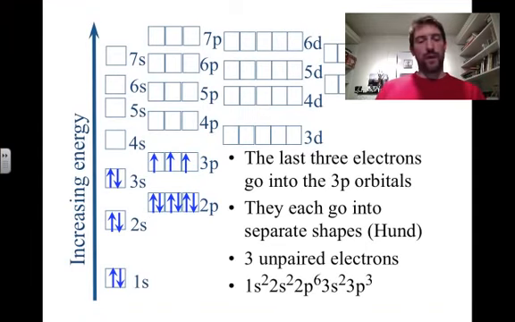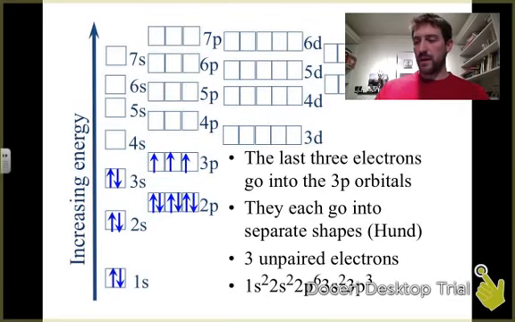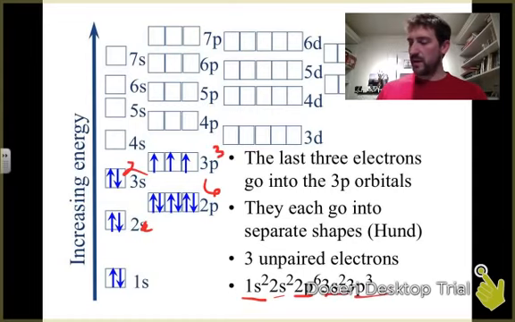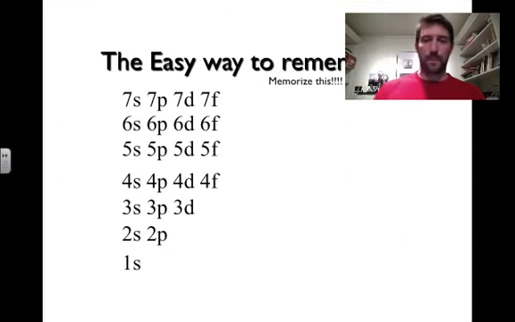And this is how we would write this out. So we've got 2 electrons in the 1s as shown in the orbital diagram. Right here, 2 electrons in that. We've got 2 in the 2s. We've got 6 up here in the 2p. We've got 2 in the 3s, and we've got 3 up here in the 3p. This is the electron configuration for phosphorus.